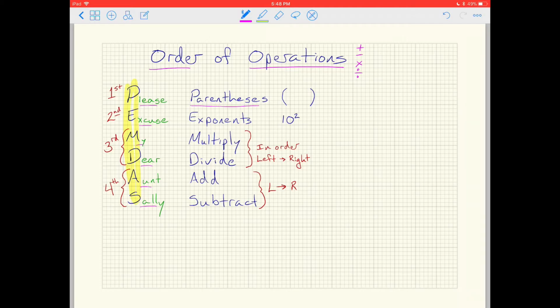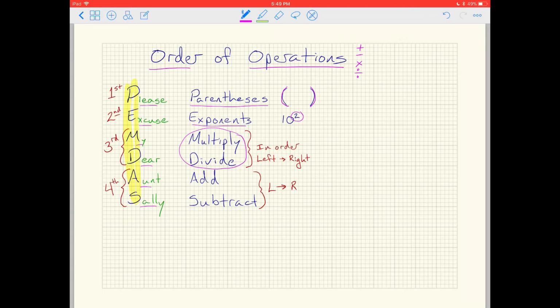So the P is parentheses. The parentheses are these little half moon things that go around numbers. Those are parentheses. They always come first. Then you have exponents. The little number up in the corner there, you remember powers of 10. Probably won't be that big a thing yet for fifth graders.